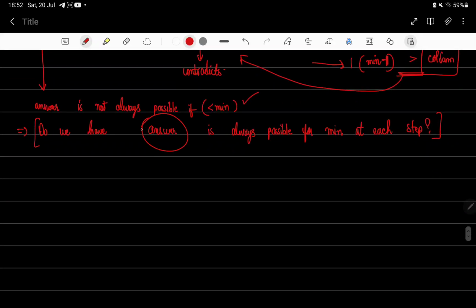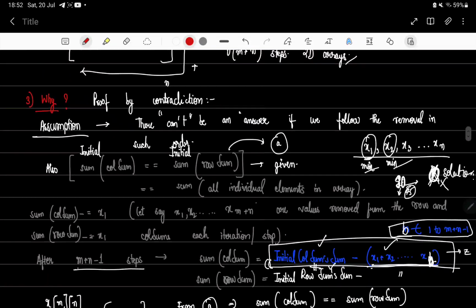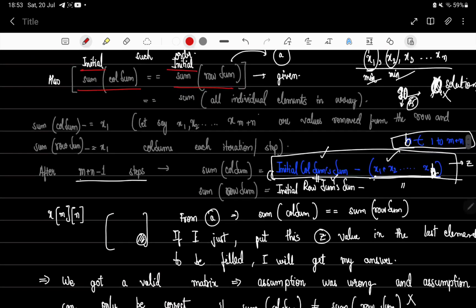So do we have an answer which is a possibility for the minimum at each step? If we are considering the minimum at each step, can we prove it? For that we can use this. Initially we know that the row sum and the column sum are the same, which is equal to the sum of all the individual elements, m cross n elements in the array. At each step I am removing x1 and x1, say, from each of the sums.